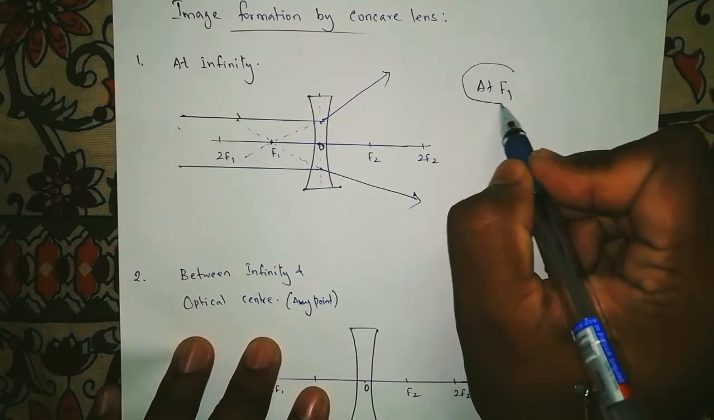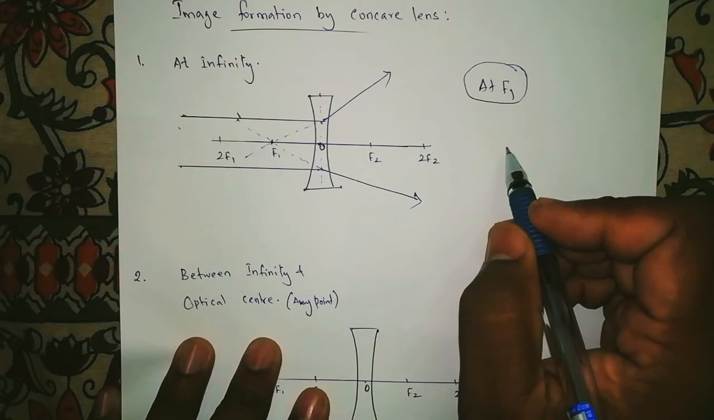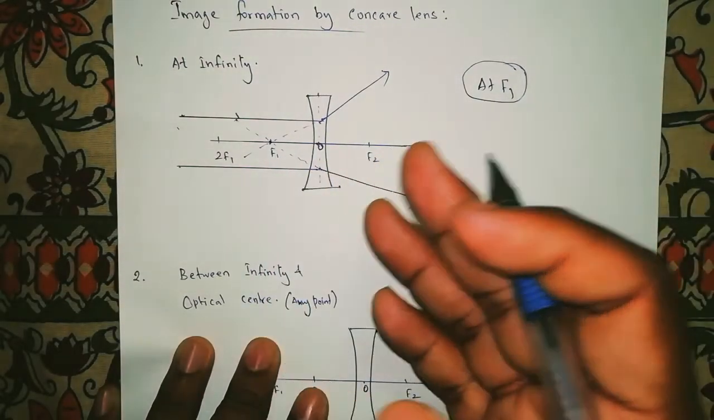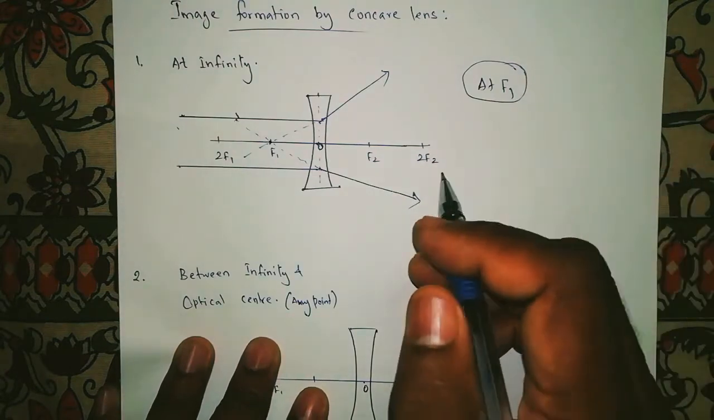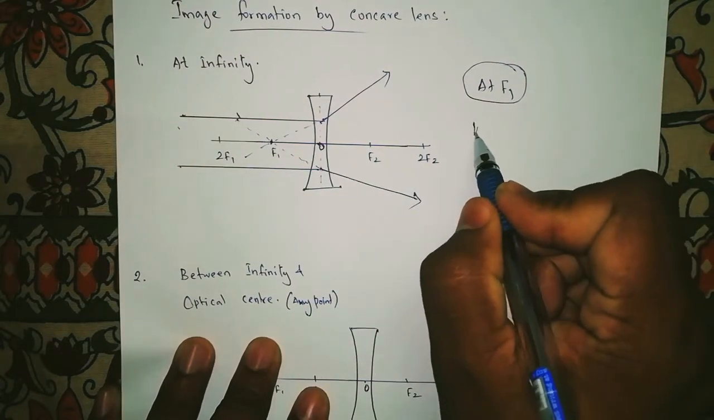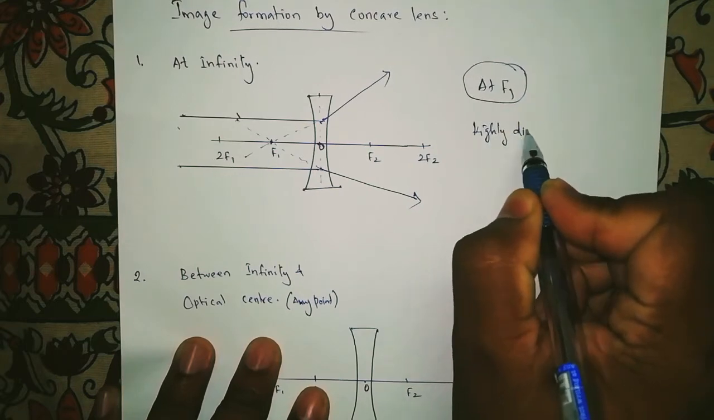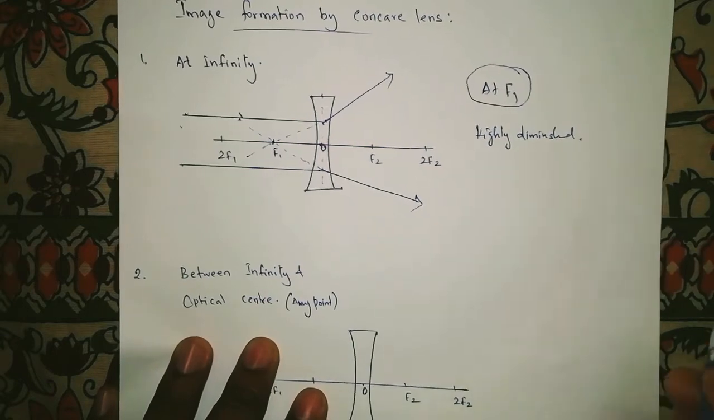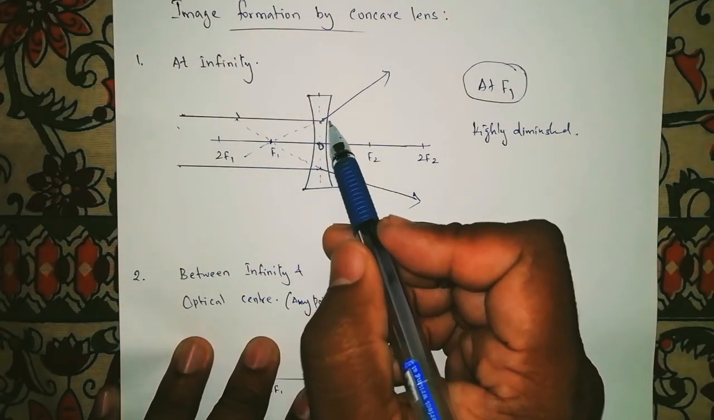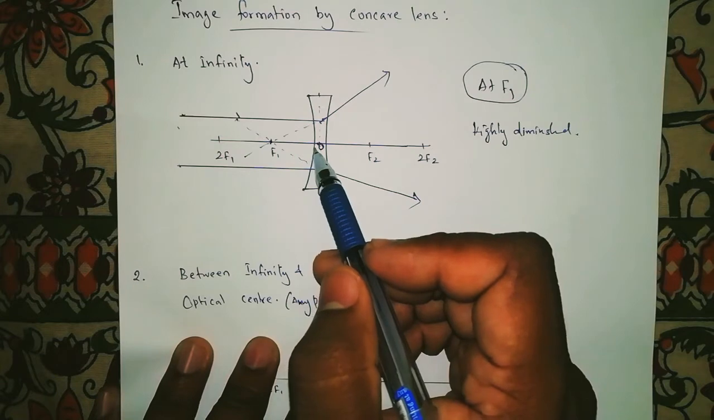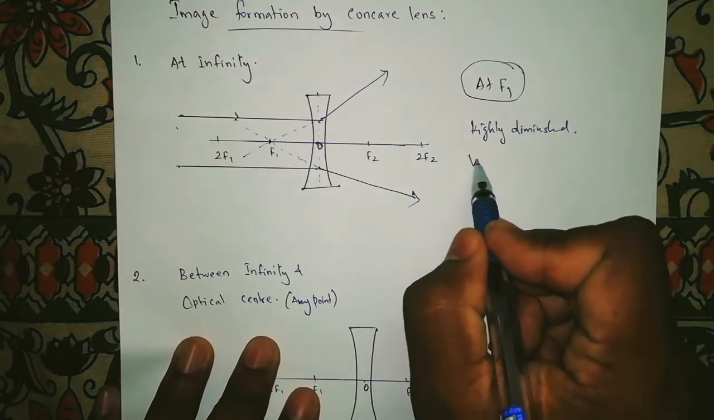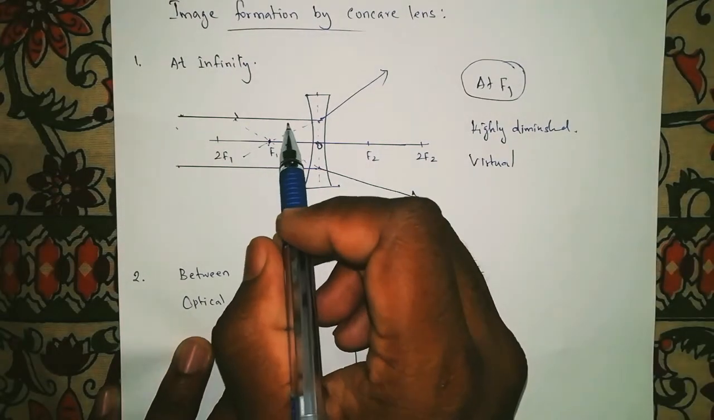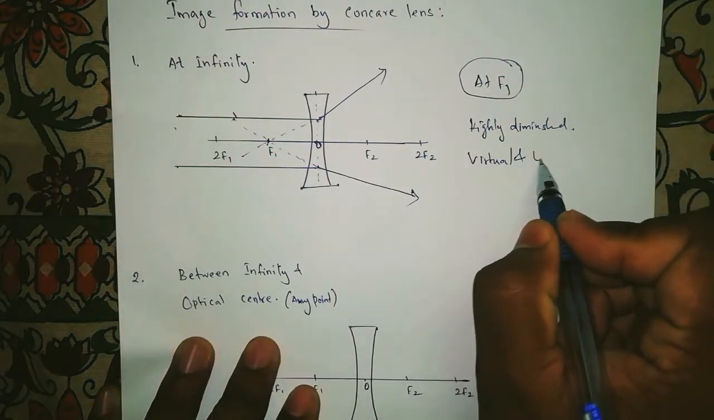You can find the image. And what is the size of the image? Yes, because as we can see in the convex lens also, when it comes on the focus, it is highly diminished. Okay. And what is the nature of it? Because it does not come after refraction, we can say that this is a virtual image, and also this image is always an erect image.